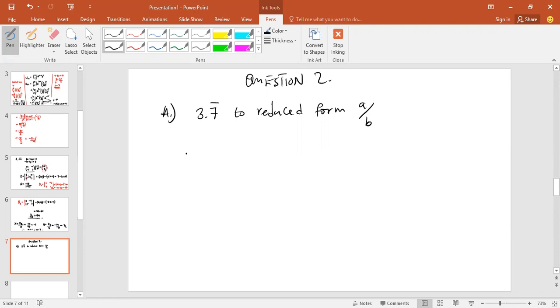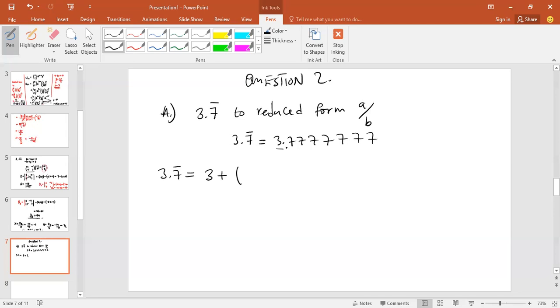So what do you do when you have such? Initially, we know this question, when you have 3.7 bar, it just simply means this is 3.7777777. That's what we have. So it means we have the 3 that is not repeating. So what you do is you're going to the right to say this 3.7 bar. Since the 3 is not repeating, you say this is 3 plus, then you put in brackets like that.